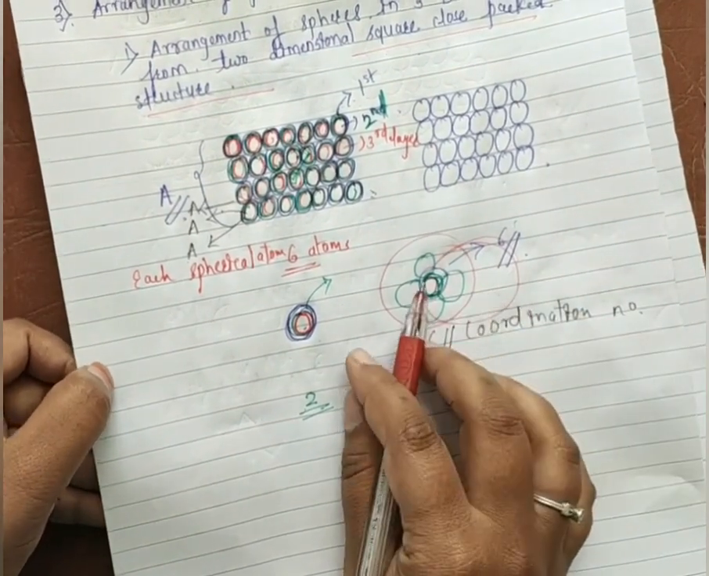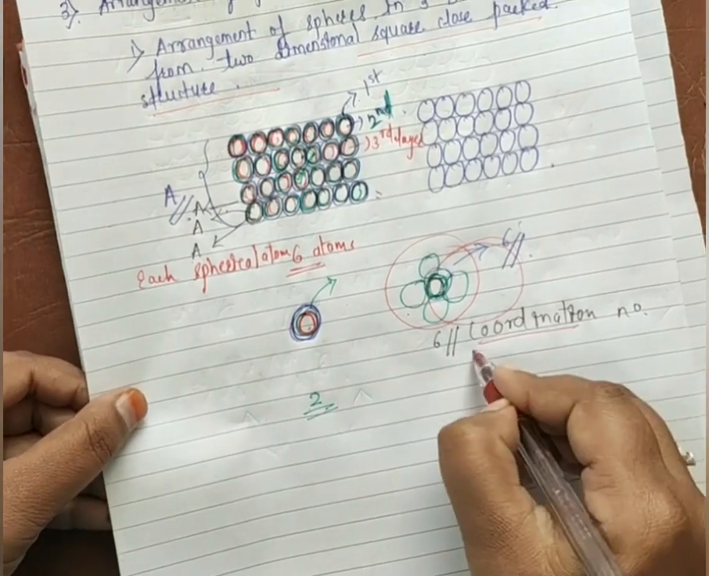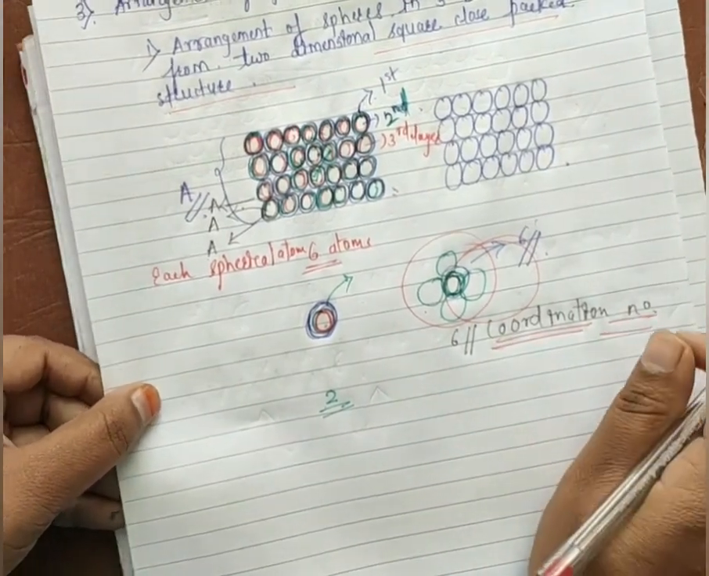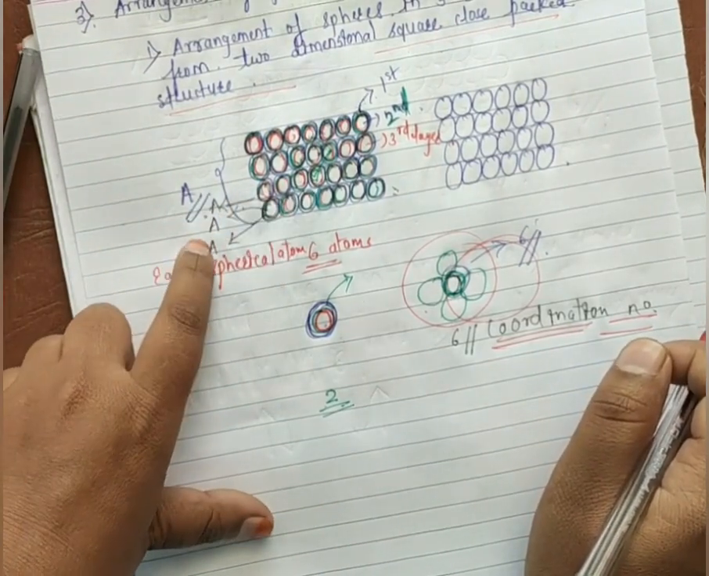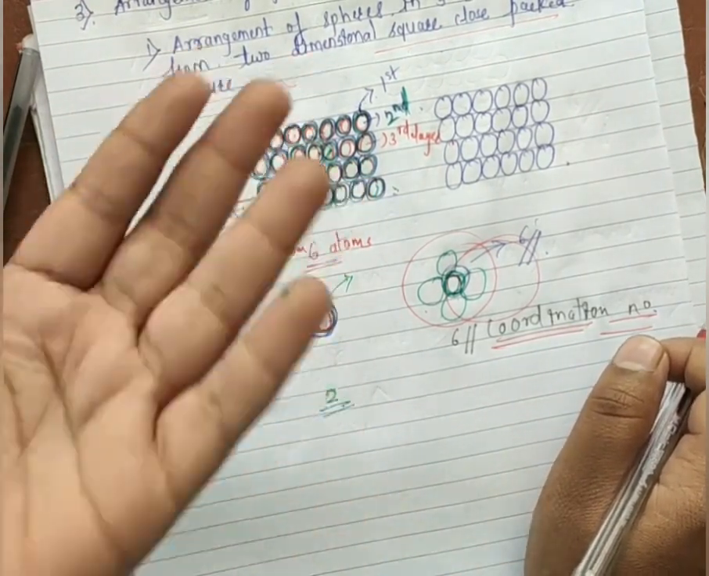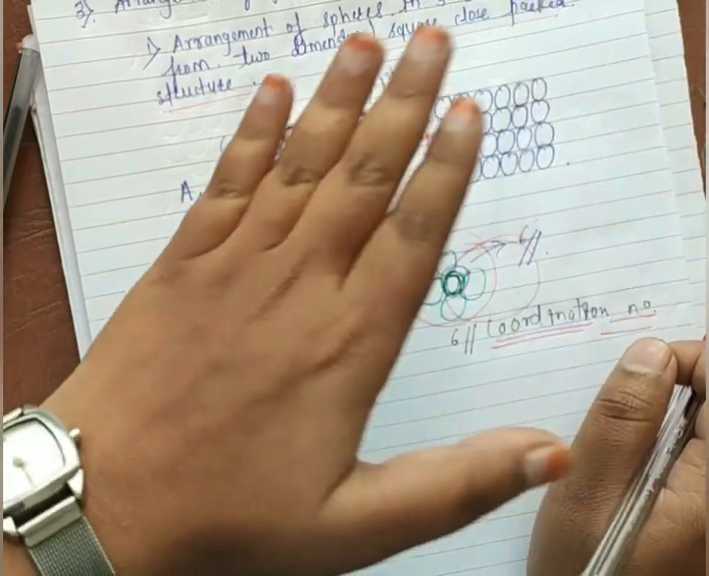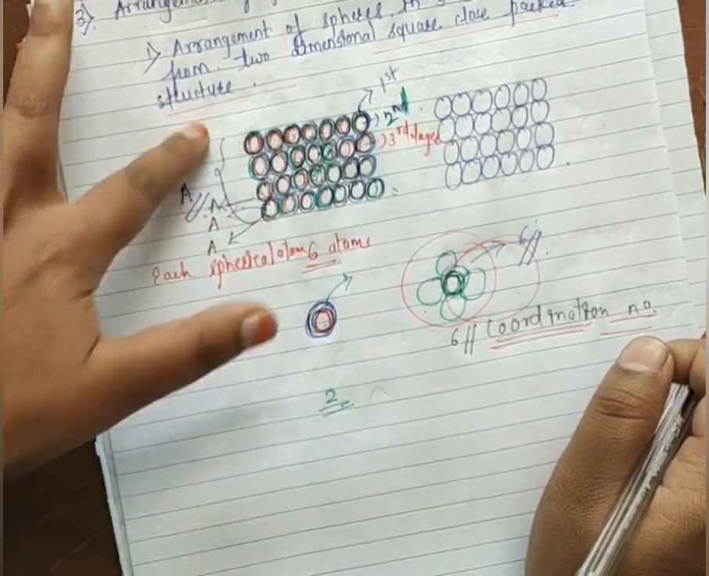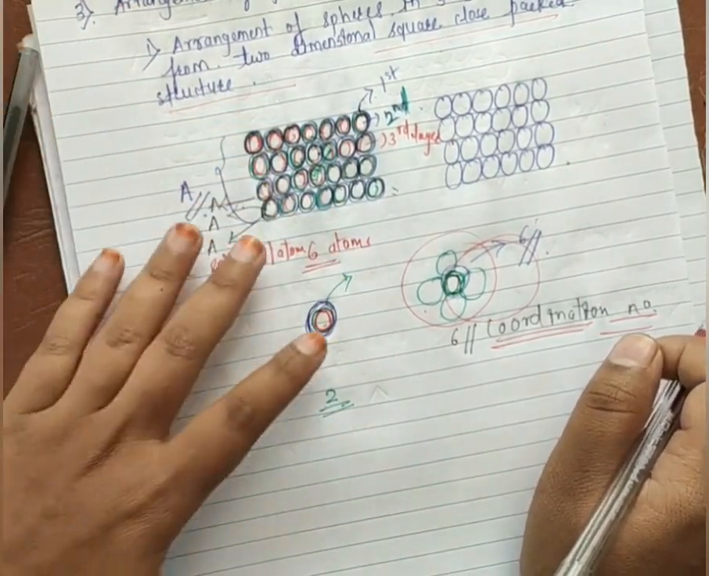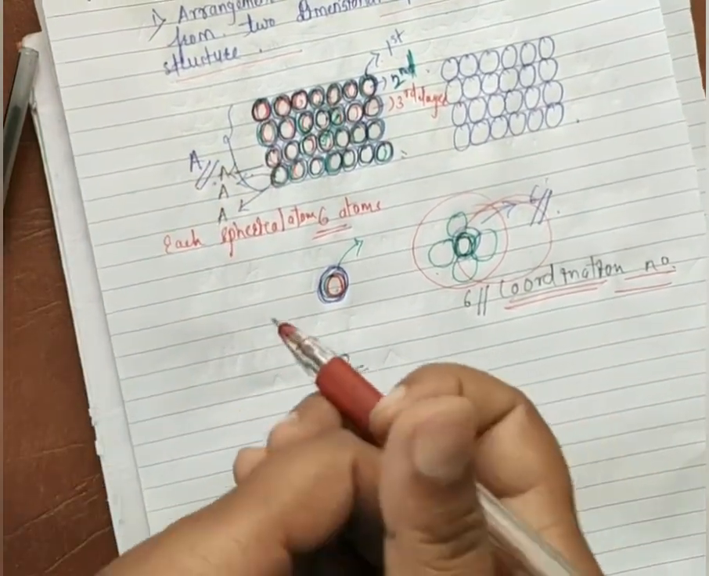Each atom will remain in contact with 6 atoms, so the coordination number will be 6. If you consider the first layer to be the A type, the second layer will also be exactly the same type, because you are placing the layer exactly above the first layer. This type of arrangement we call an AA type of arrangement, and here the coordination number will be 6.